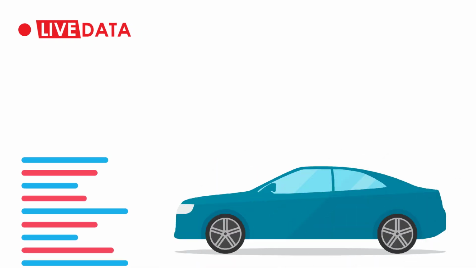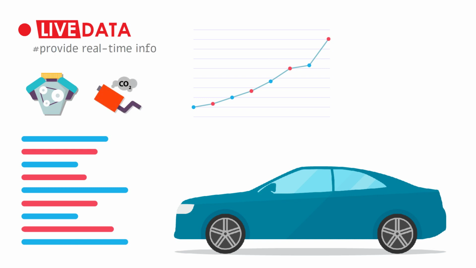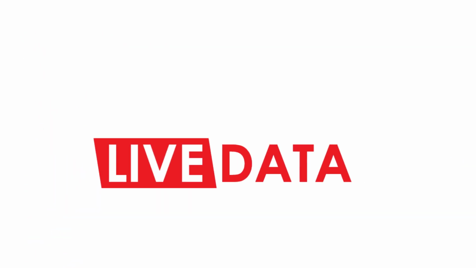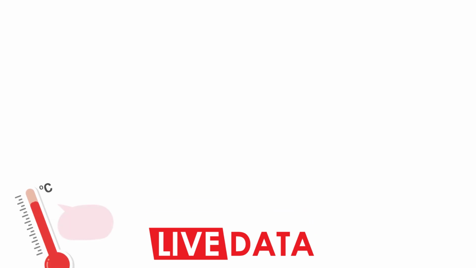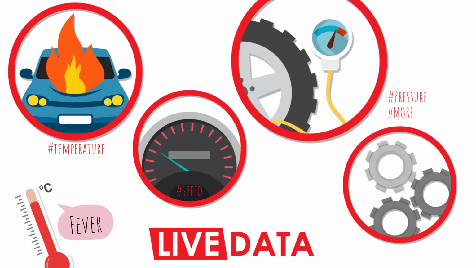Live data is a list of parameters, most of which are related to the engine and emissions, providing real-time information about a vehicle's performance and health. As a thermometer can tell us when we have a fever, a vehicle can tell us things like its temperature, speed, pressure, and more by collecting signals from various vehicle sensors, switches, and actuators.